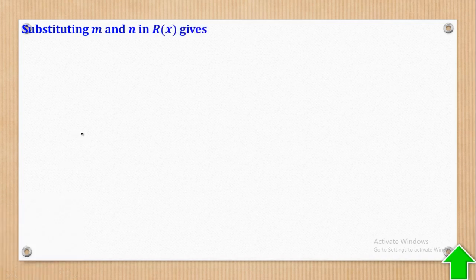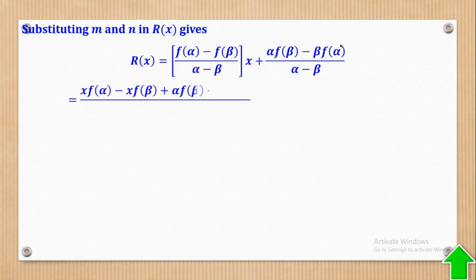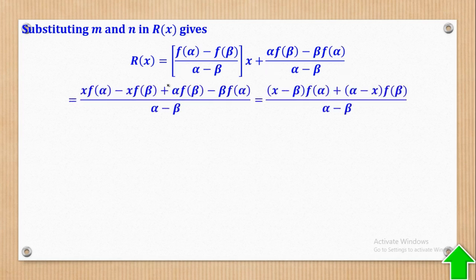So now that I've got the value of m and n, I can get the value of r(x). So r(x), remember, was mx plus n. So this is m and this is n. So put everything under one LCM. I'll come up with that. Then collect like terms. There's this f(alpha) and this f(alpha) to give me this. Then there is this f(beta) and this f(beta) to give me this.